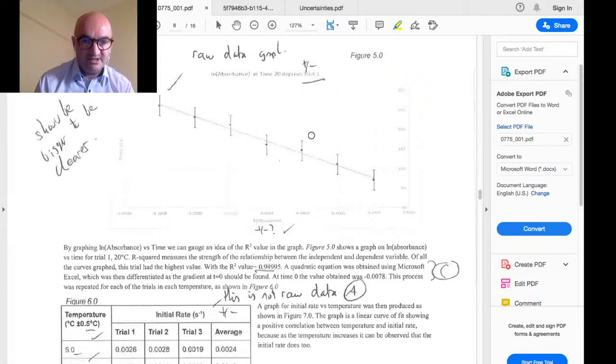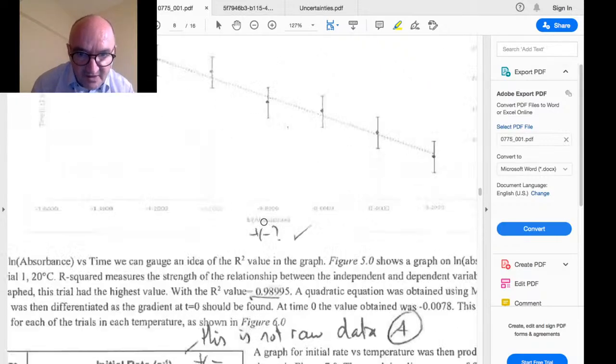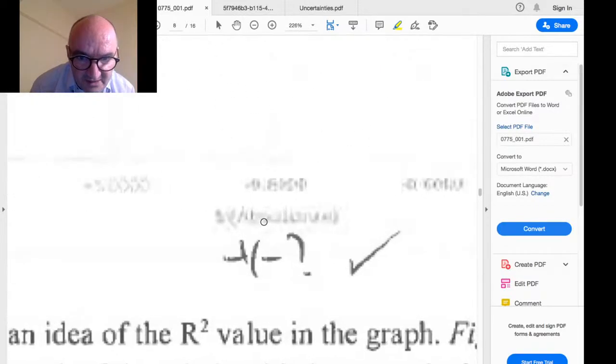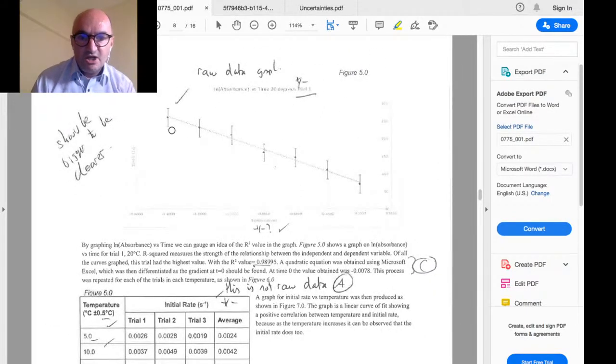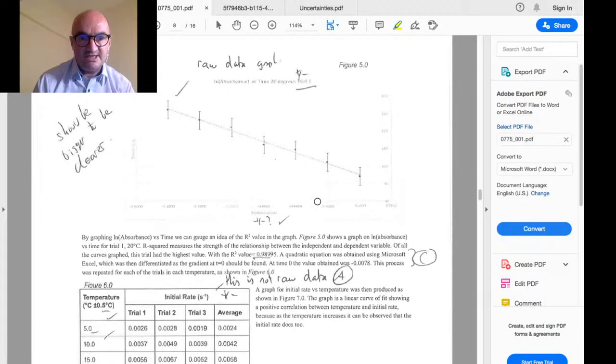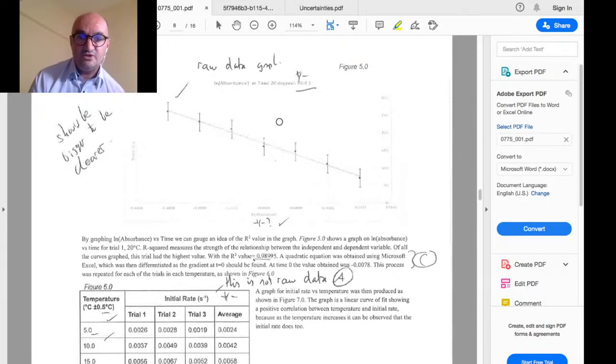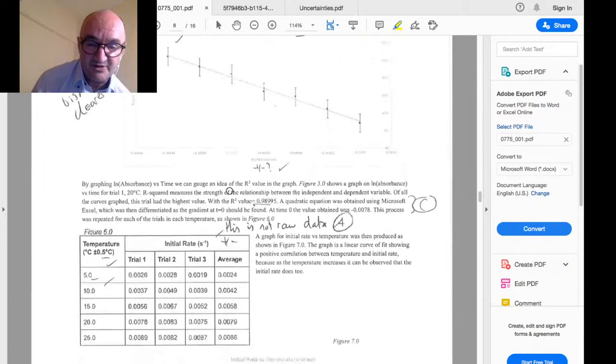She does have error bars, but there's no plus or minus on the x-axis. And I think, what does that say? I can't work out what that says. She does have error bars. She does have an axis, but it's pretty unclear. It turns out, when you interrogate this, it could be the raw data graph, but it's not clear.